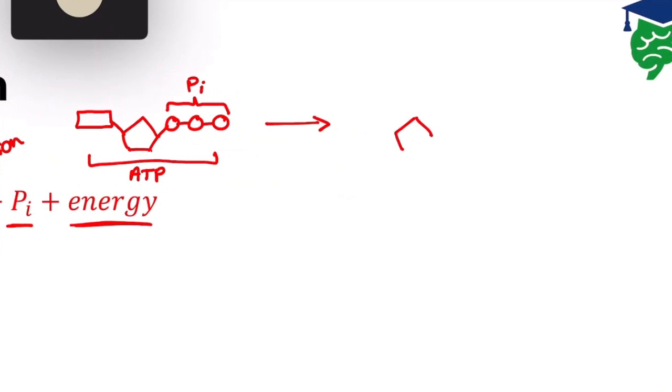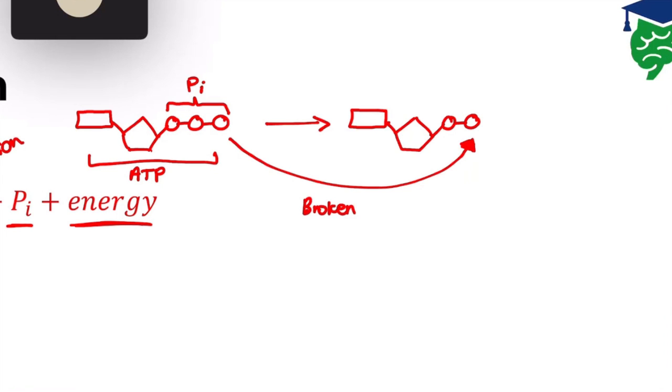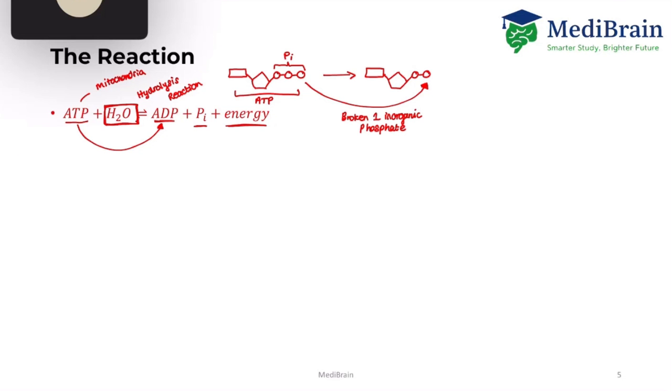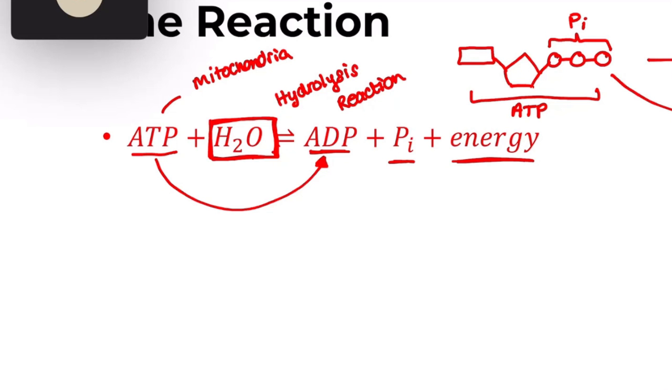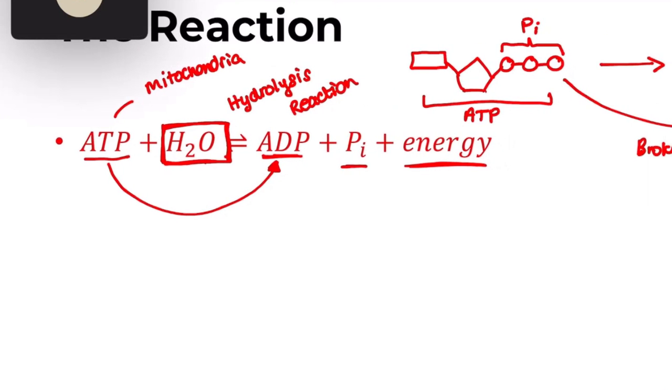We would still have the pentose sugar, and the adenine over here, but this time we would only have two phosphates because we have broken this last phosphate that was originally meant to be there. So we have broken one inorganic phosphate. That's why, remember, ATP stands for adenosine triphosphate. Instead, we're forming ADP, which is adenosine diphosphate, because we only have two phosphates left over.